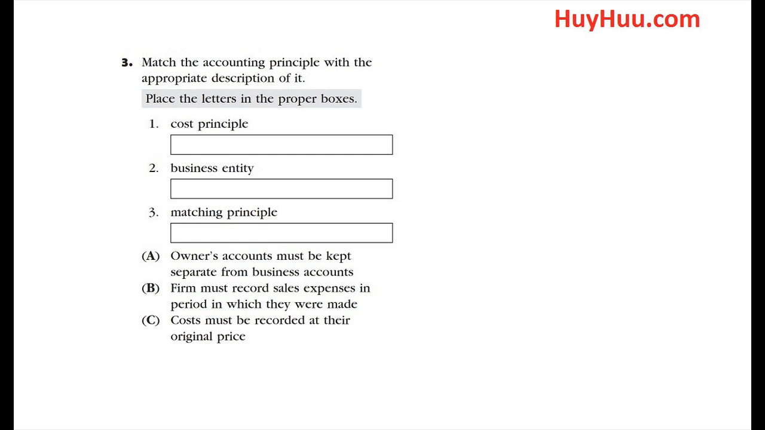Okay, we're going to go back and talk about all these principles in more detail. But before we do that, does anyone have any questions? Number 3. Match the accounting principle with the appropriate description of it.